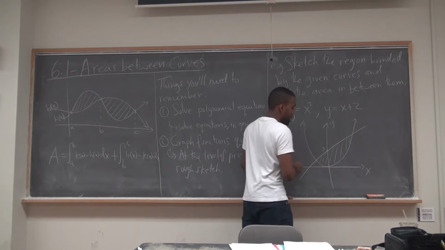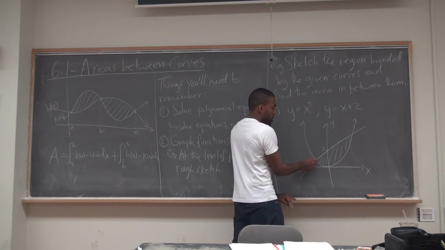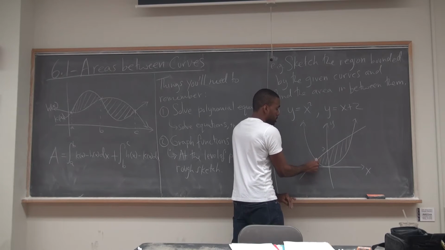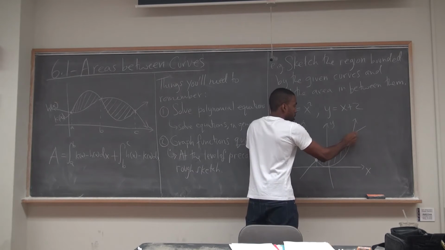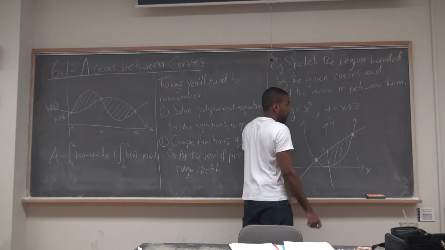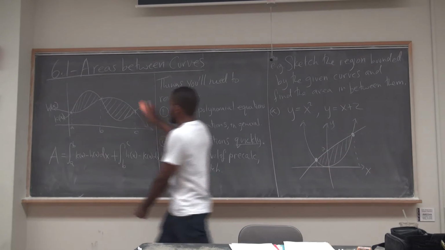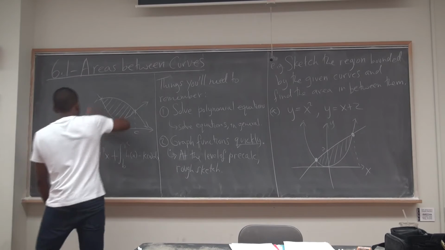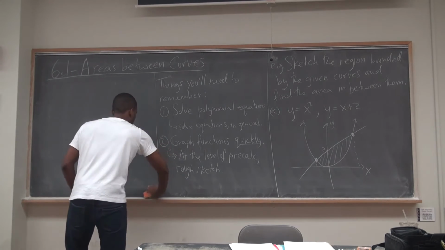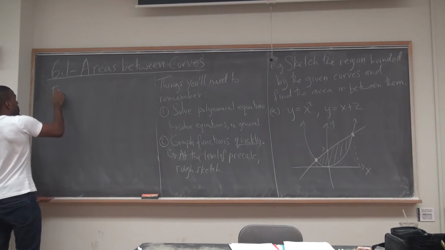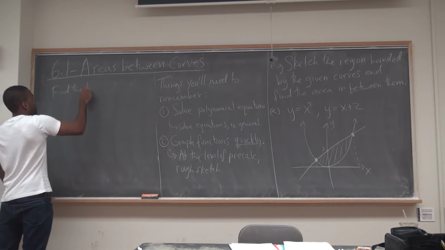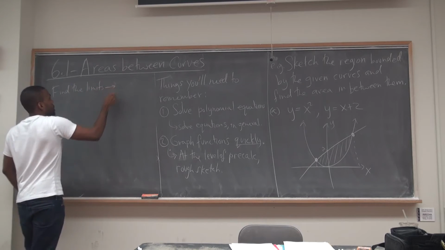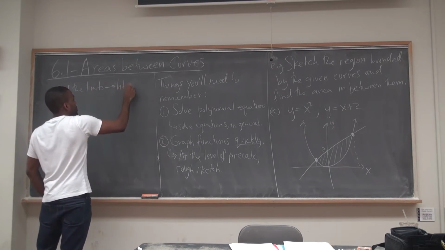You'd want to identify, obviously it's the area bounded between the two, so this here is going to be one of your limits. This here would be the other limit. So we need to find the limits. So now what you're going to do is find the limits. These would obviously come from the intersection points.